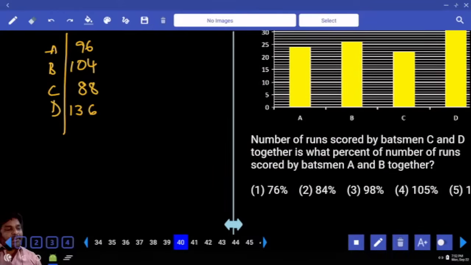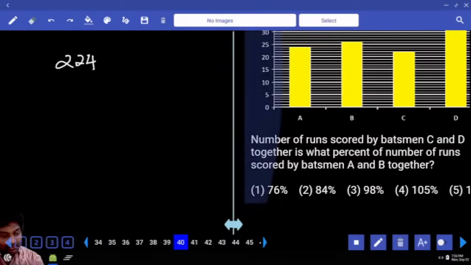Number of runs scored by batsmen C and D together. Sum of both the numbers. First the hundreds and tens places both: 130, 80. 8 plus 6, 14. 210 plus 14, 224.